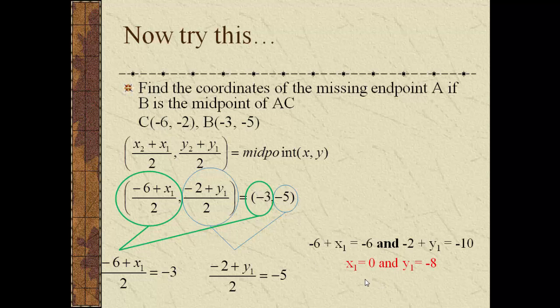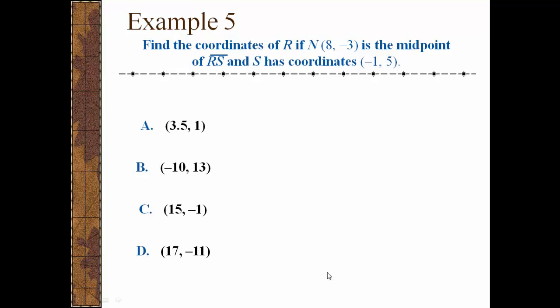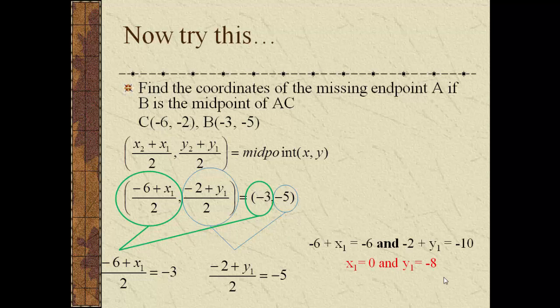So our final answer is that our missing endpoint is going to be (0, -8). You can check your answer by making sure that if you were to use this endpoint and this endpoint, you would get this as the midpoint. So if I did 0 plus -6 and divide by 2, I get -3. If I did -8 plus -2 and divided by 2, I would get -5. So I could quickly just mentally check that.